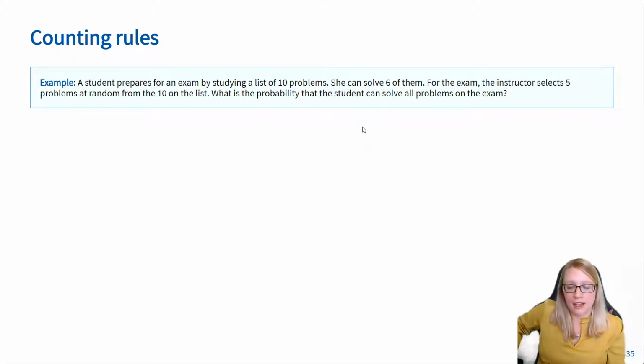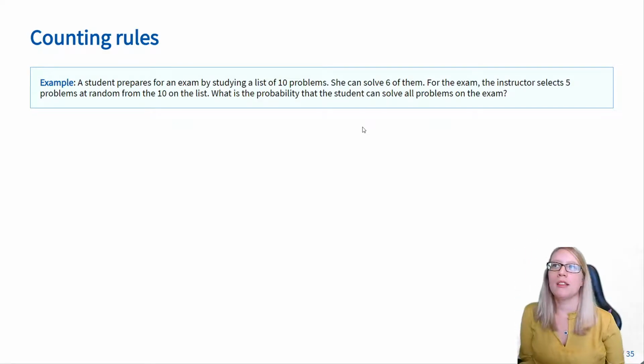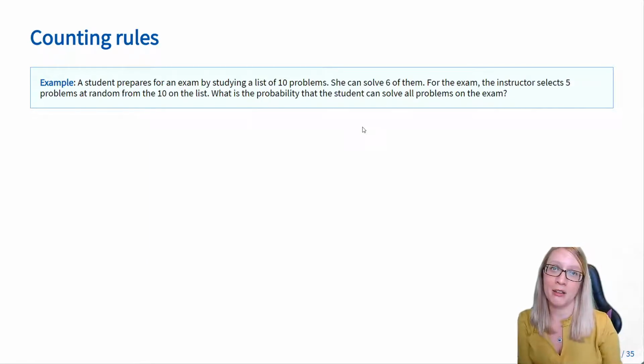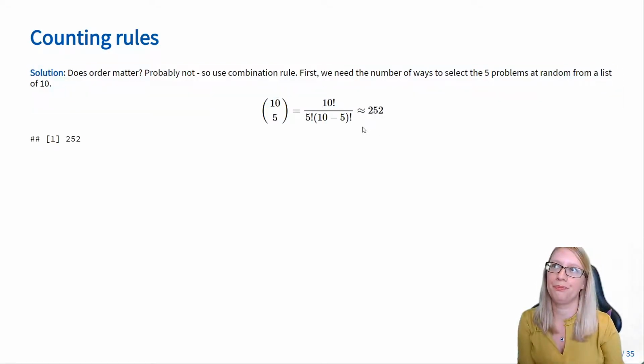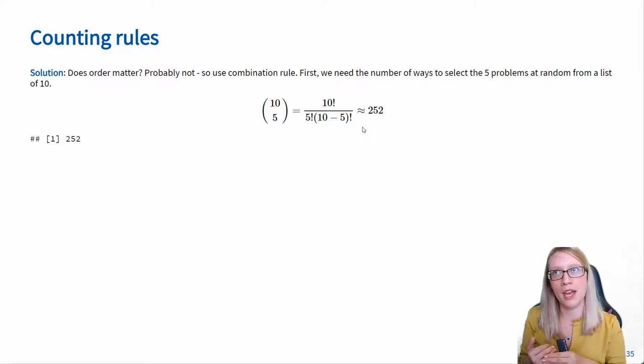Let's take a look at another example and start to use some of these properties. A student is going to prepare for an exam by studying a list of 10 problems. This is not a good way to prepare for an exam. She can solve 6 of them. If you're an instructor, this is also not a good way to write an exam. The instructor is selecting 5 problems at random from the 10 on the list. What's the probability that the student can solve all of them? Does the order matter? Probably not. If the student knows how to solve these problems, she should know how to solve them in any order.